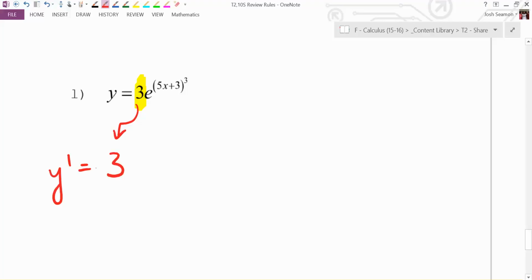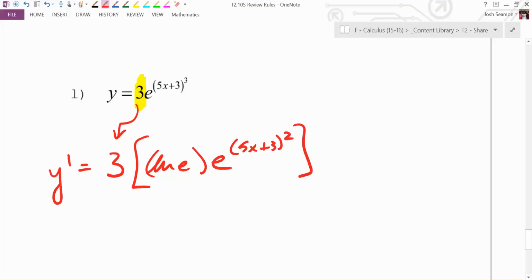So y prime is going to be 3 times, well, you have e to that thing. So we know we start with ln of e times e to that thing. But then what do we have to multiply by? Oh, it's cubed. Thank you. Yes. But then what do we have to multiply by? We just did one like this to start the class. The derivative of the power. What's the derivative of the power in this case? 3 times 5x plus 3 squared times what? 5.